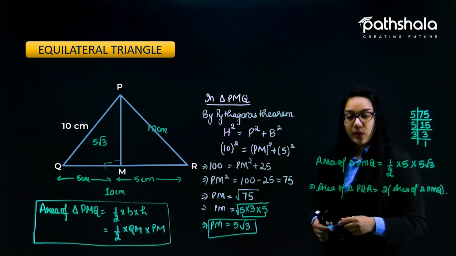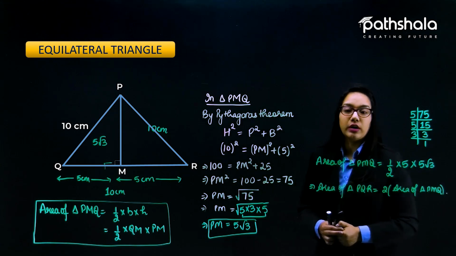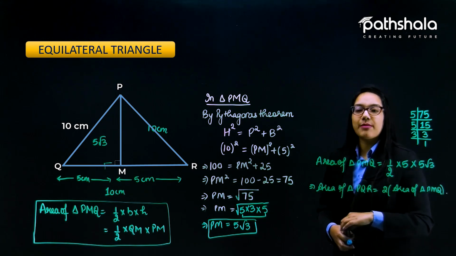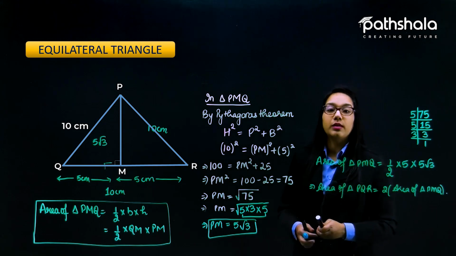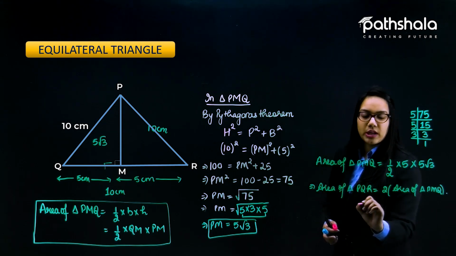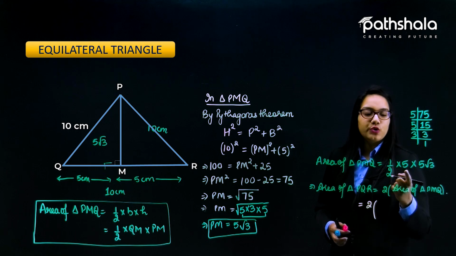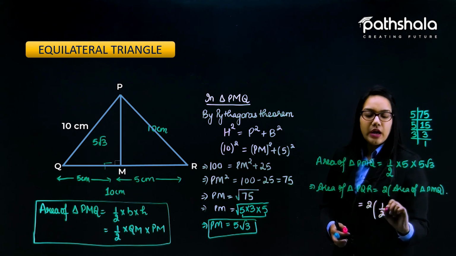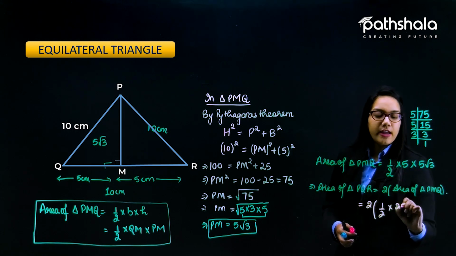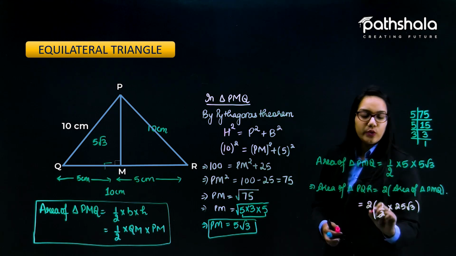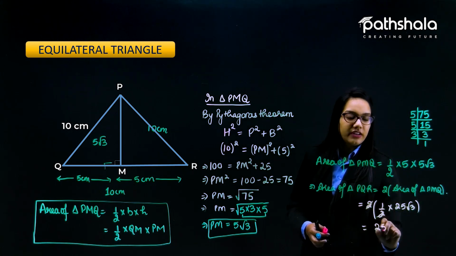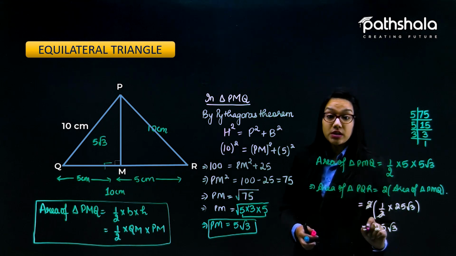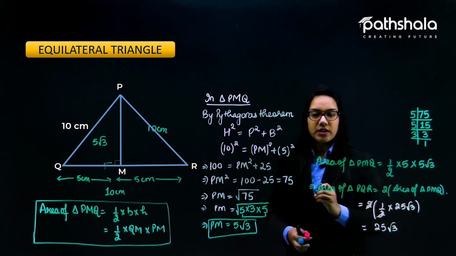This should be equal to twice the area, because the area of the triangle PQM is the same as that of the triangle PMR. So this would be nothing but 2 into, let's substitute this value over here, half into 5 is 25 root 3. So 2 and 2 get cancelled. The answer is 25 root 3, and the unit we have is centimeter.